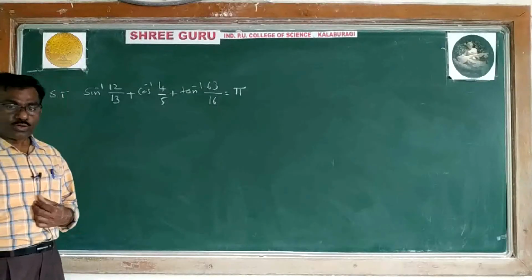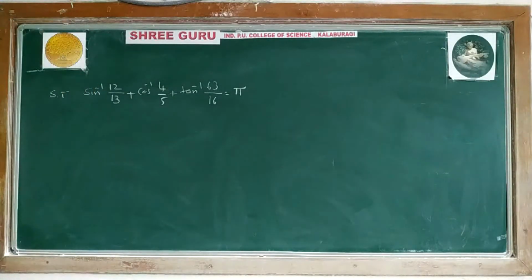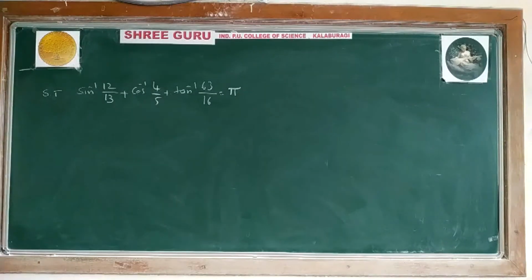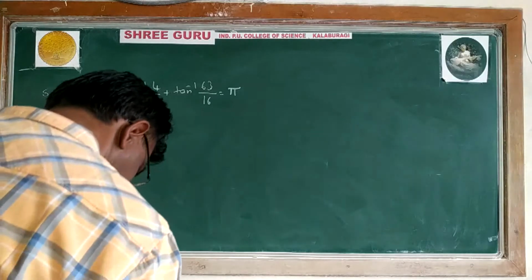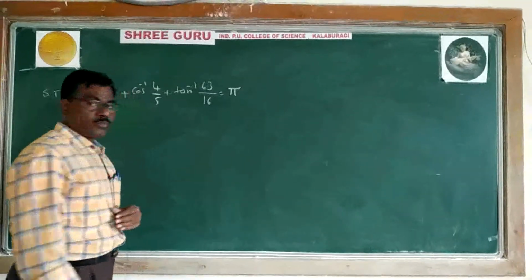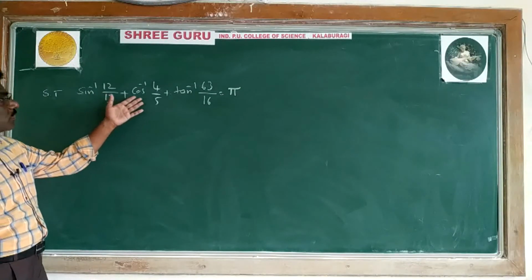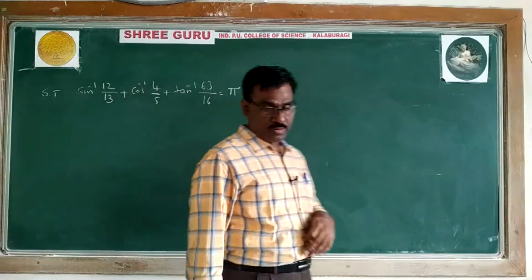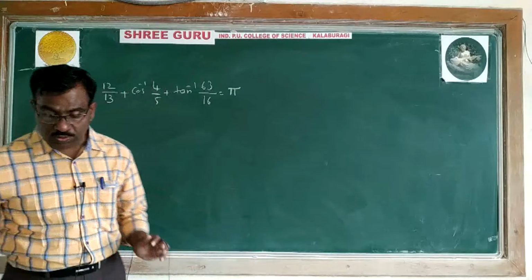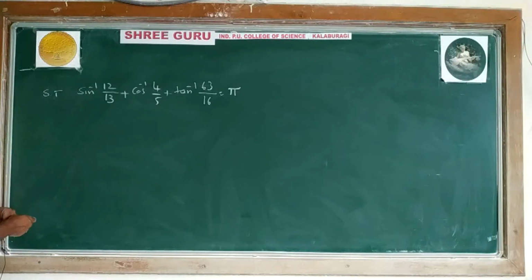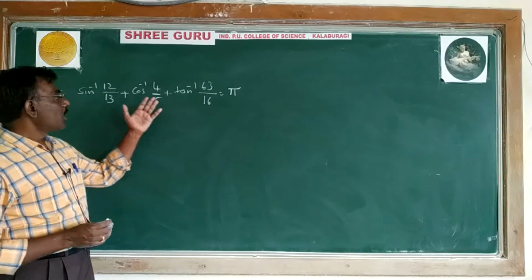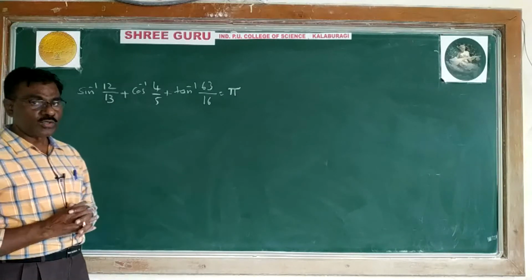So next problem. Sin inverse of 12 by 13 plus cos inverse of 4 by 5 plus tan inverse of 63 by 16 equals pi. This is a very important question. The answer is pi. Here all are converted into tan inverse. One tan inverse is already there, and the cos inverse and sin inverse, these two, we convert into tan inverse.